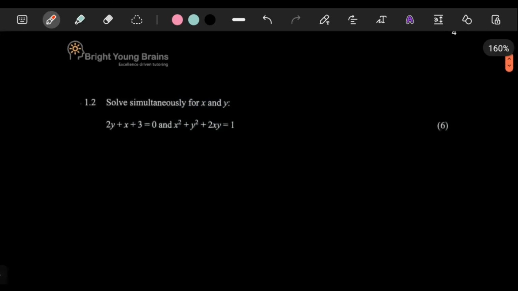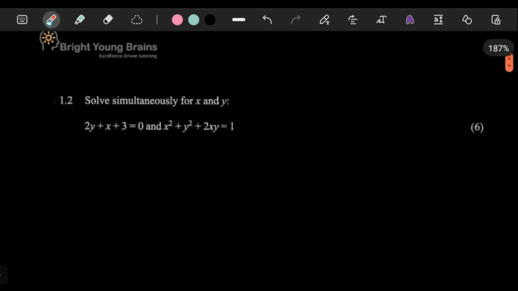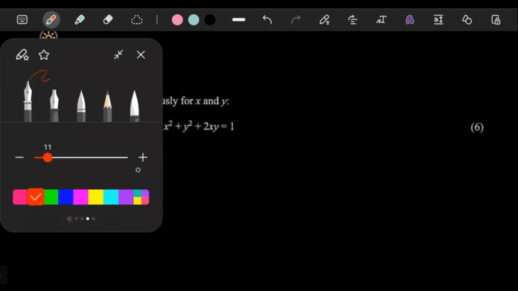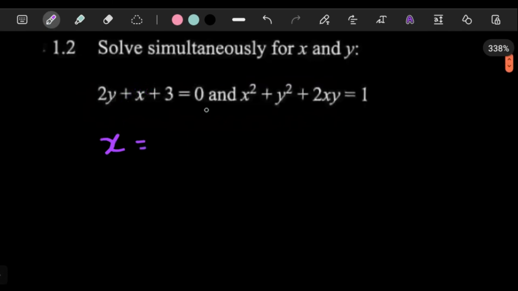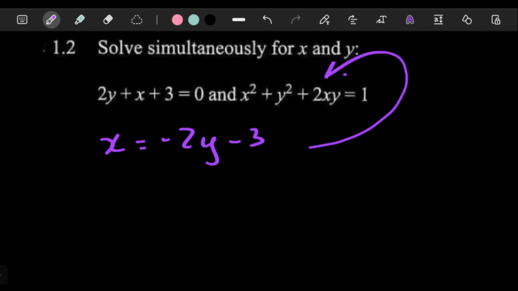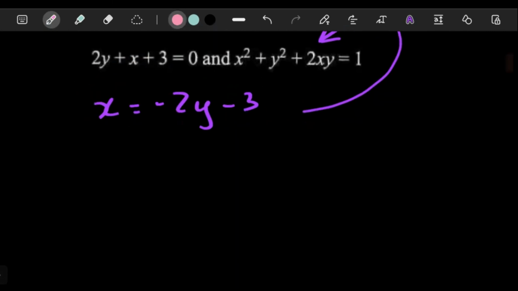Question 1.2: solve simultaneously for x and y, right? So these questions are just normal, to say the least. Here it looks like you may want to isolate x. This is going to be -2y minus 3. That is what you want to throw into this equation over there.